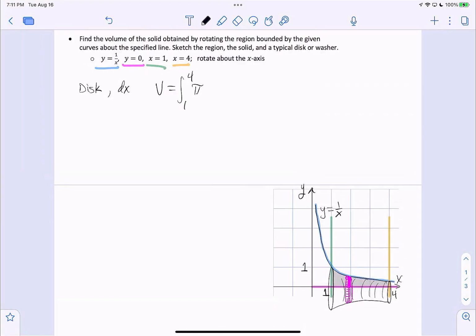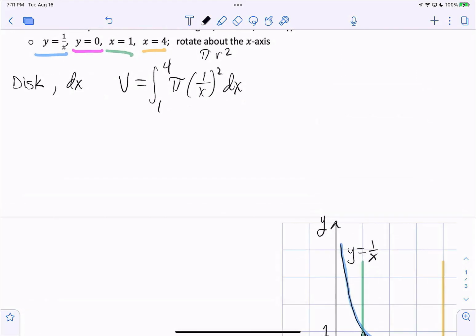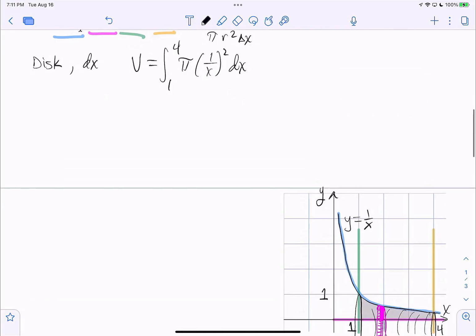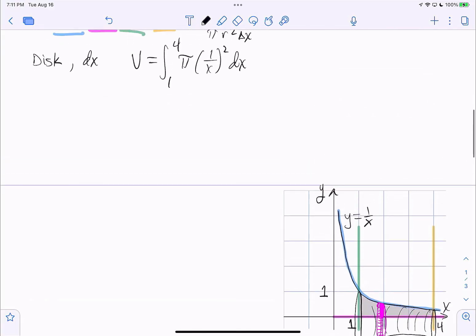When I'm thinking a disk, I'm thinking about pi r squared. So pi and then r squared. R is given by the function height, right? So in this case, it's pi times 1 over x squared. The thing that's going to give us a volume and not an area is the width of this disk, so dx, it's actually a dimension. If you can remember pi r squared times, let's say, delta x, then you basically have this. The rest of it is just figuring out what the pieces are from a picture that you draw.